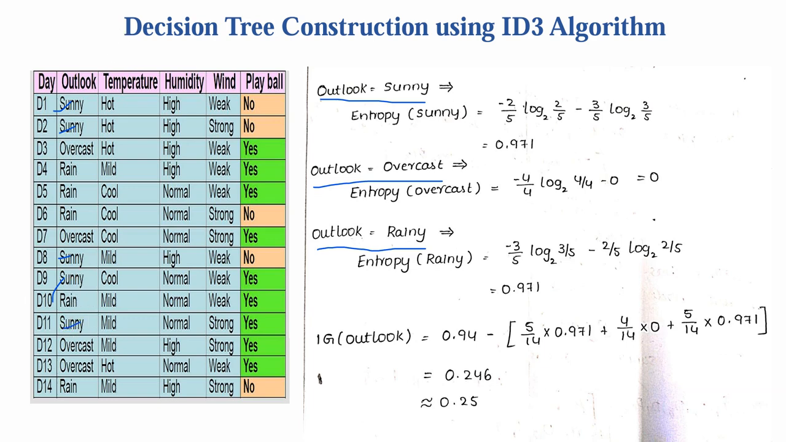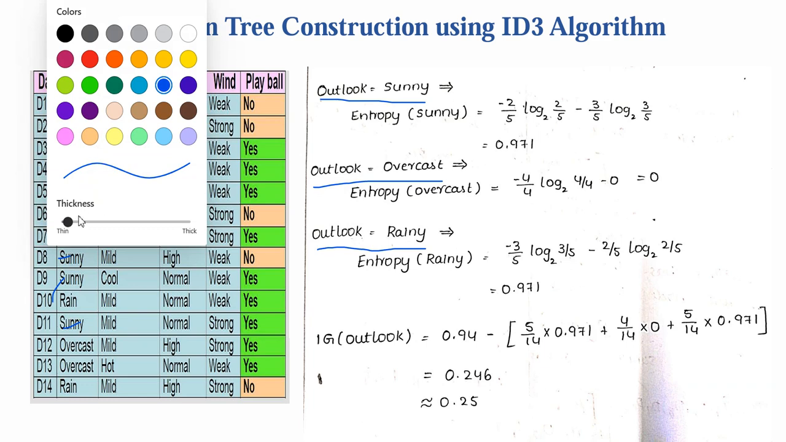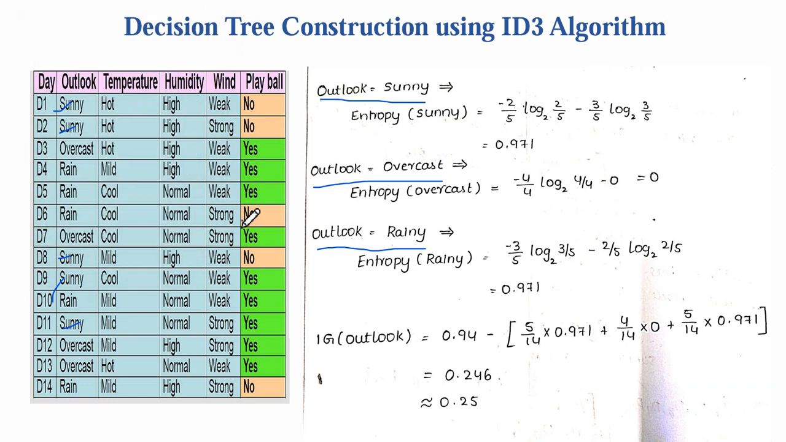In those 5 records, let's see: no, no, yes, yes, and again no, yes, yes. That means we have three no records and two yes records, a total of 5 records. The entropy is minus 2 by 5 times log 2 by 5, minus 3 by 5 times log 3 by 5. Simplifying this equation, we get 0.971.